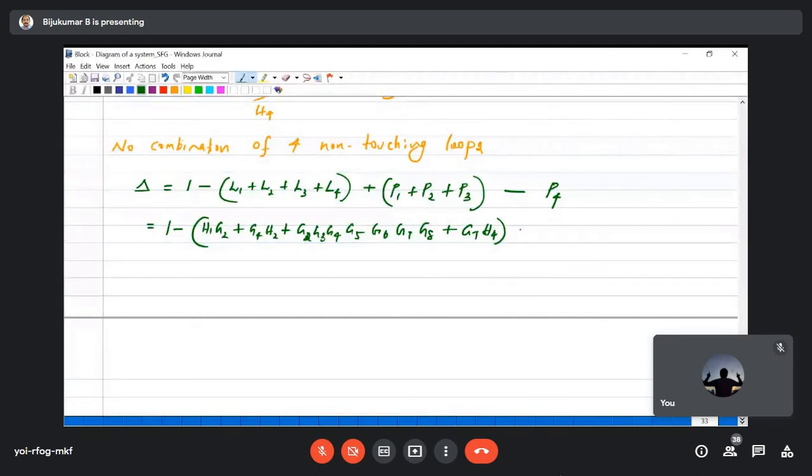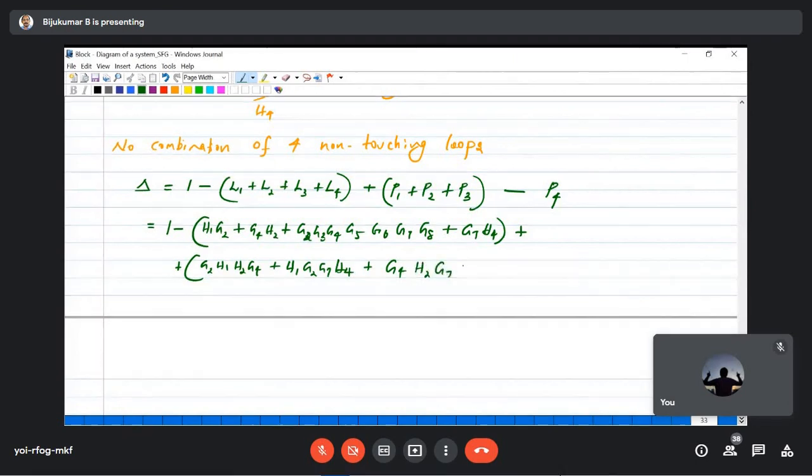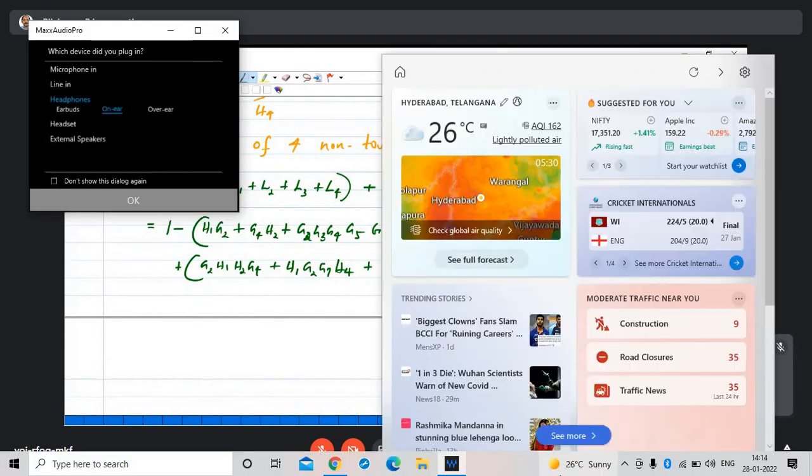This is the sum of the loop gain. Again, two non-touching loop gain you have to write. I will write this plus G2 H1 H2 G4 plus H1 G2 G7 H4 plus G4 H2 G7 H4. Right.